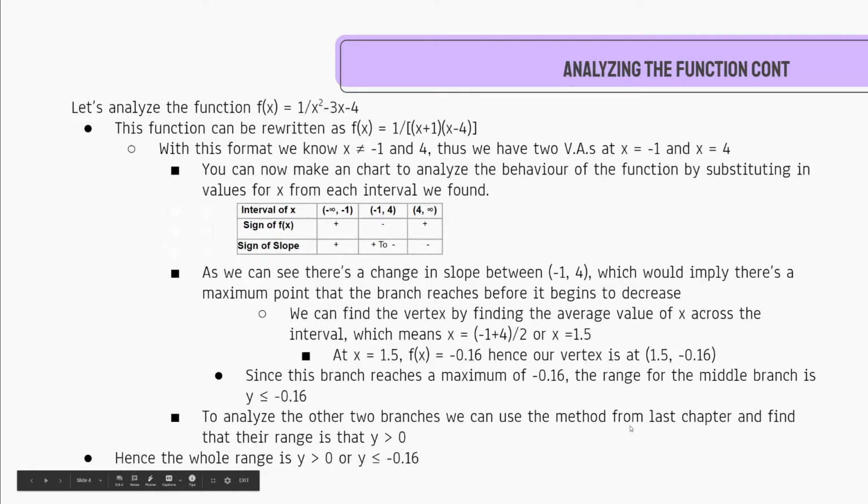Lastly, we need to analyze the other 2 branches that we have. We could simply do this by using the method we learned last class, which I will show a mini walkthrough of once again on the next question, as I will be showing you how to find the actual asymptotes really efficiently. But overall, what we found is that the range for this function would be that y is greater than 0, or that y is smaller than or equal to -0.16. As you can see, this type of question has 2 restraints.